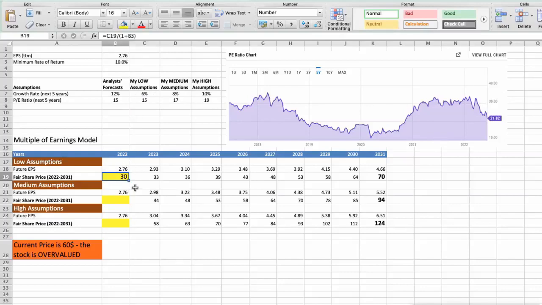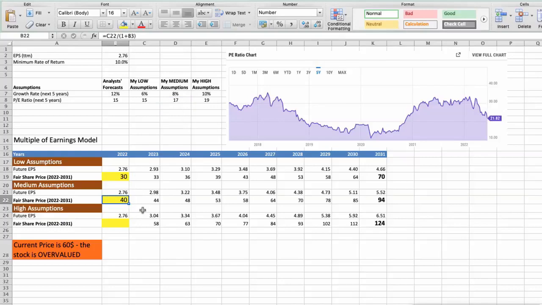Second scenario. Charles Schwab will have average performance in next 5 years, and we will use the following parameters in our calculation. Future growth rate would be average, 8%. Future PE would be average, 17. In this case, the fair value of the stock today would be $40.